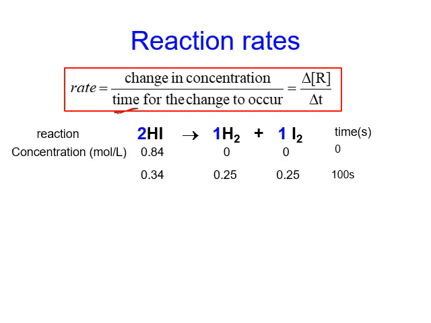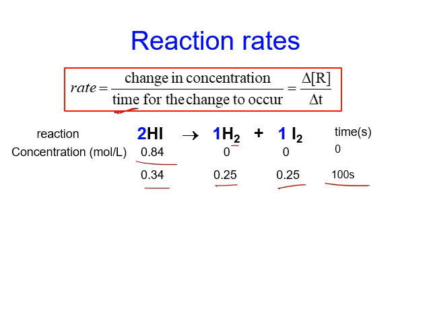Suppose we have a chemical reaction, hydrogen iodide decomposes into hydrogen gas and iodine. Initially, we only have reactants, 0.84 moles per liter, no product. After 100 seconds, only 0.34 moles per liter of reactant is left. The product, hydrogen, has 0.25 moles per liter formed, same as iodine. So what is the reaction rate?